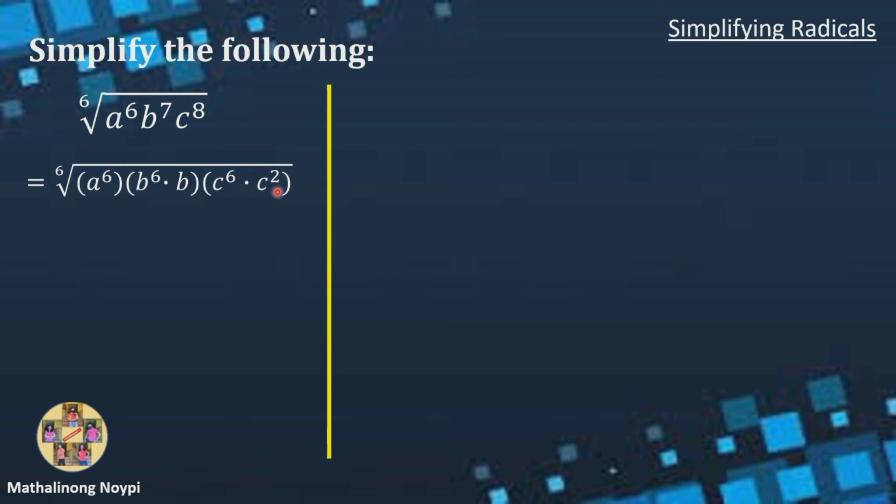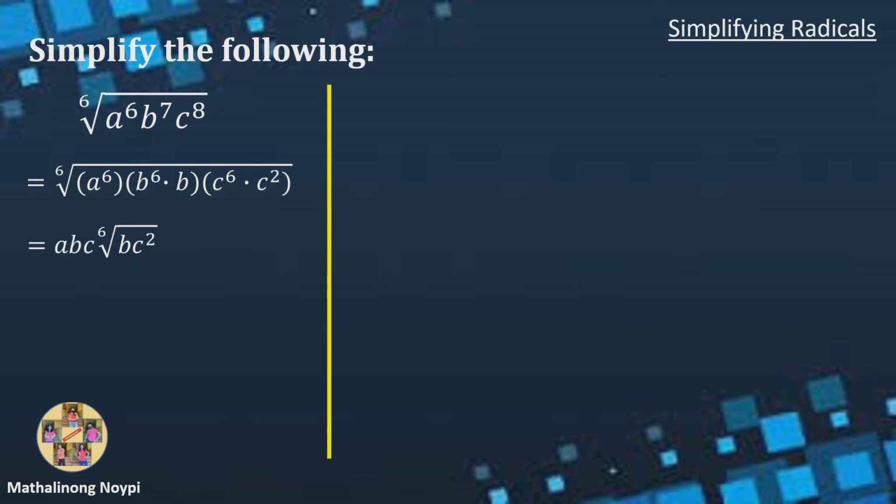So recalling the laws of radical, especially the first law, we can simplify or pwede nating ilabas yung mga perfect nth powers. Since ang ating index ay 6, pwede nating ilabas ang a raised to the 6th power, b raised to the 6th power, and c raised to the 6th power. And then the rest ay maiiwan sa loob ng radical sign. So therefore, the simplified form is abc, the 6th root of bc squared.